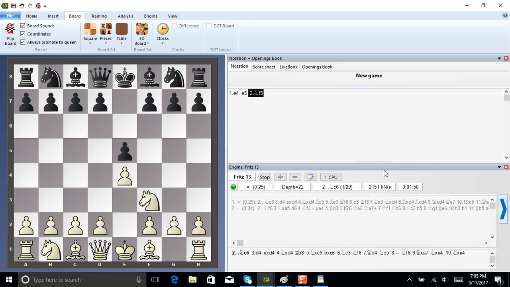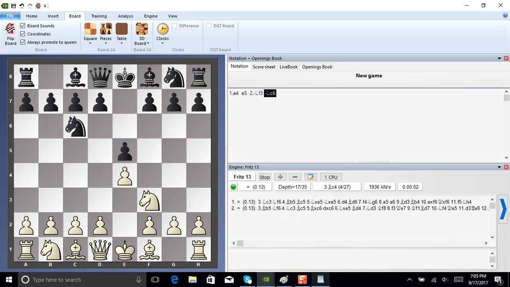If you have any trouble finding the square, find the file first. A, B, C. Here's C file. Where's 6? Low numbers on this side. There's a 6. C6 is here. Now it will be obvious to us which knight should go there. It must be this one, right? No, this one.